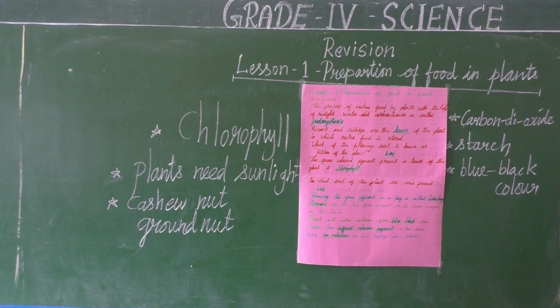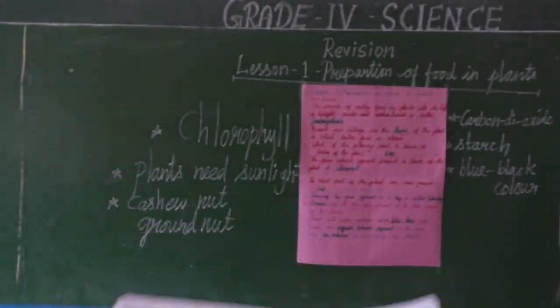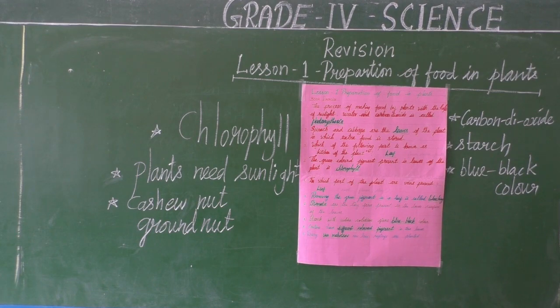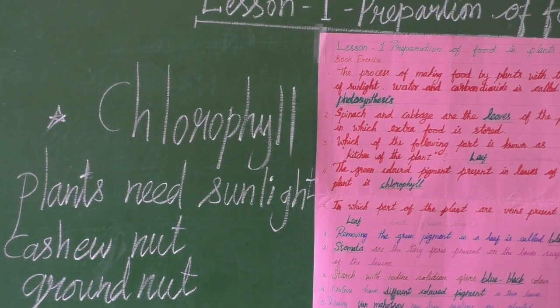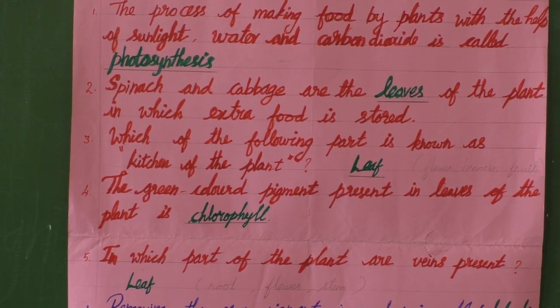Then we will go for the next book exercise in page number 6. Turn your book, page number 6. So those exercises I have written on the chart. You can follow that by seeing the chart. See children, it's there in book page number 8. Okay, turn your book, take page number 8.